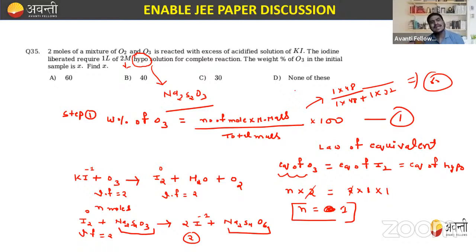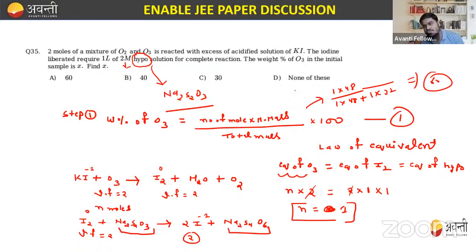Now we know that the valency factor of O3 is equal to 2 and the valency factor of Na2S2O3, that is a hypo solution, is 1. So according to the law of equivalents, the equivalent of O3 is equal to the equivalent of I2, which is equal to the equivalent of hypo. According to this equation, we can observe this.